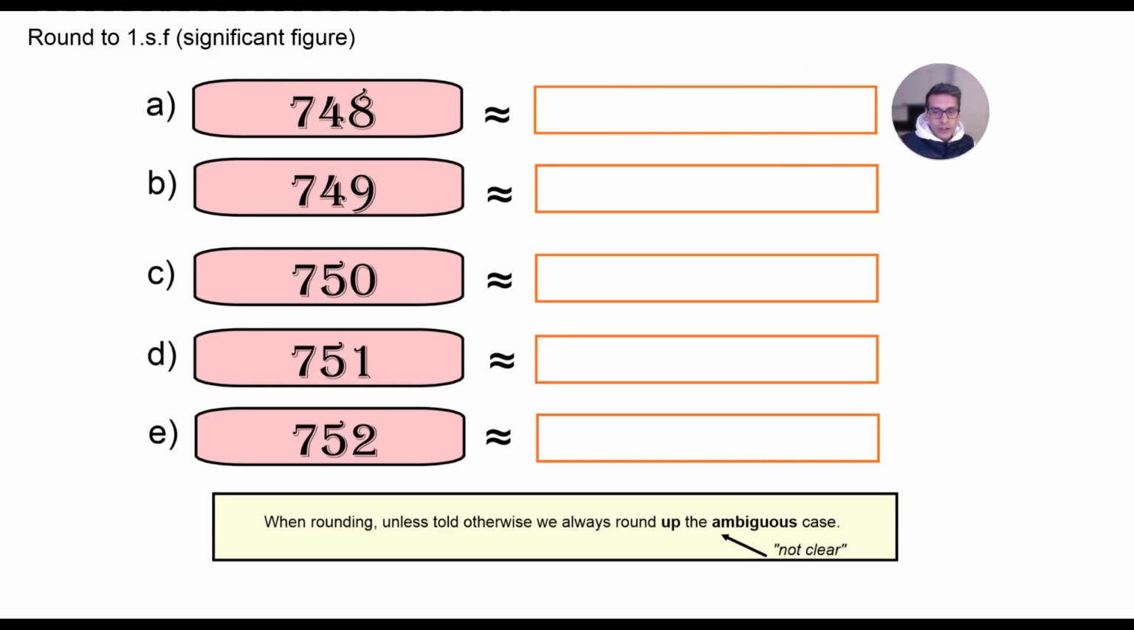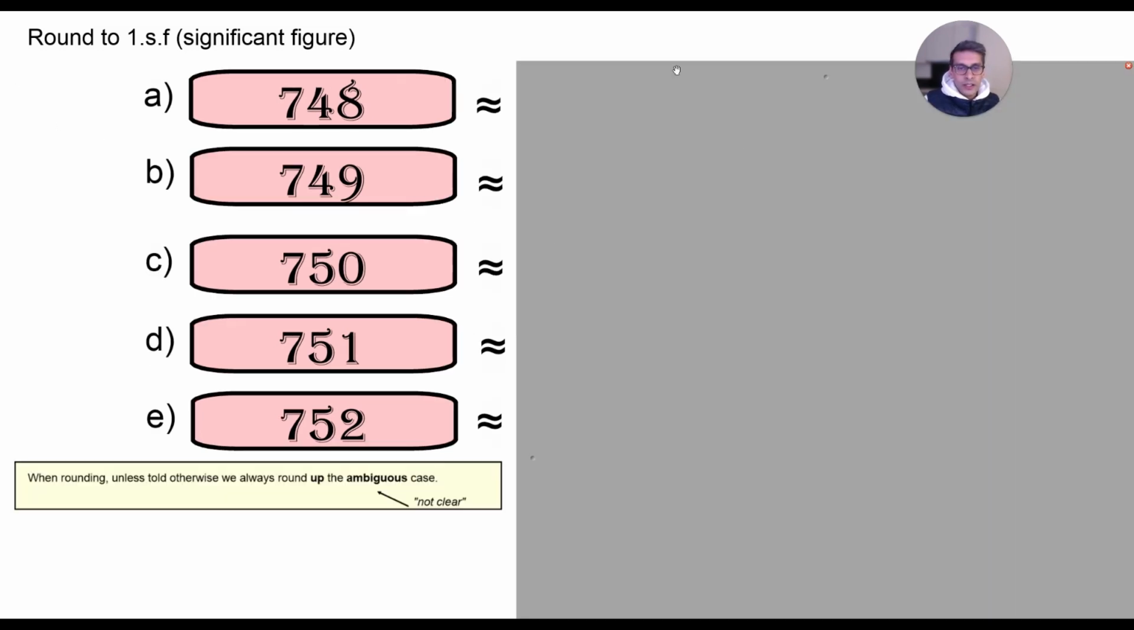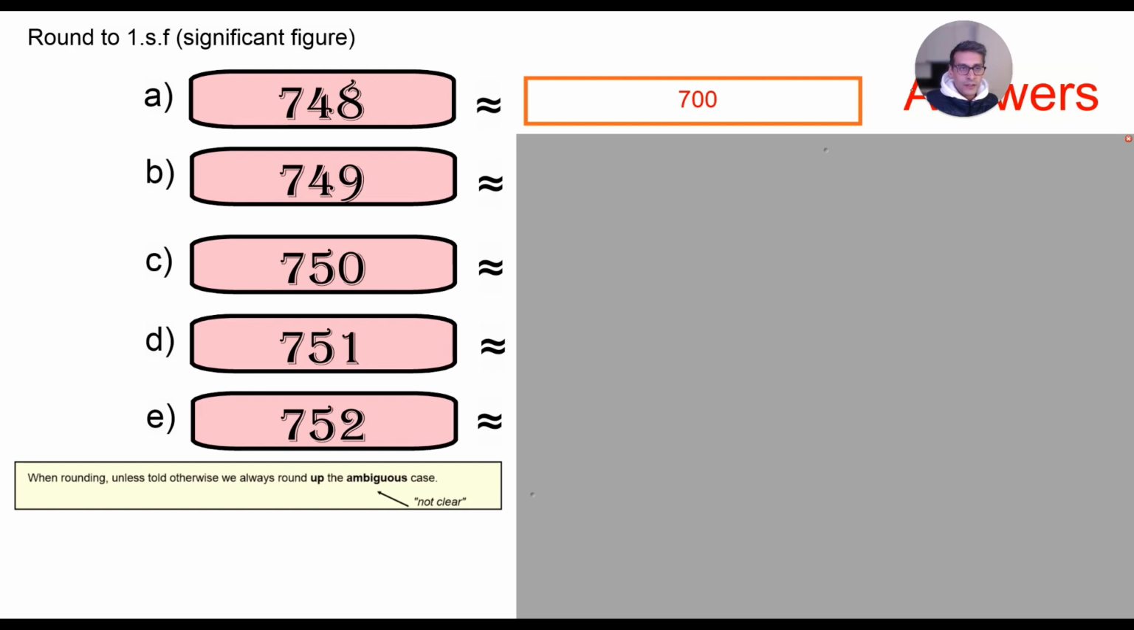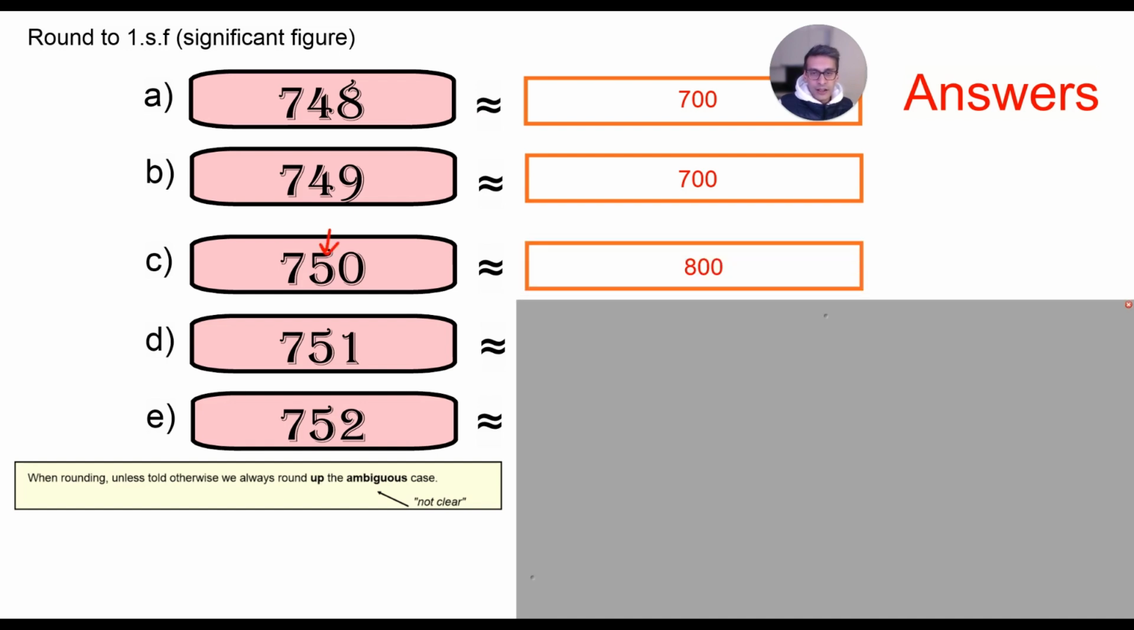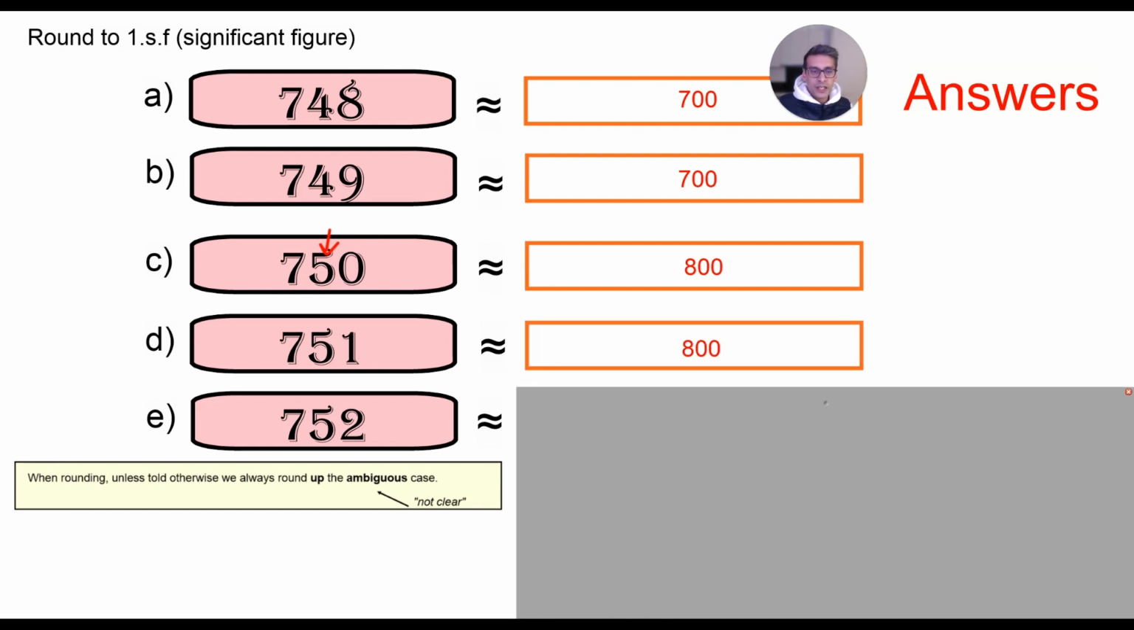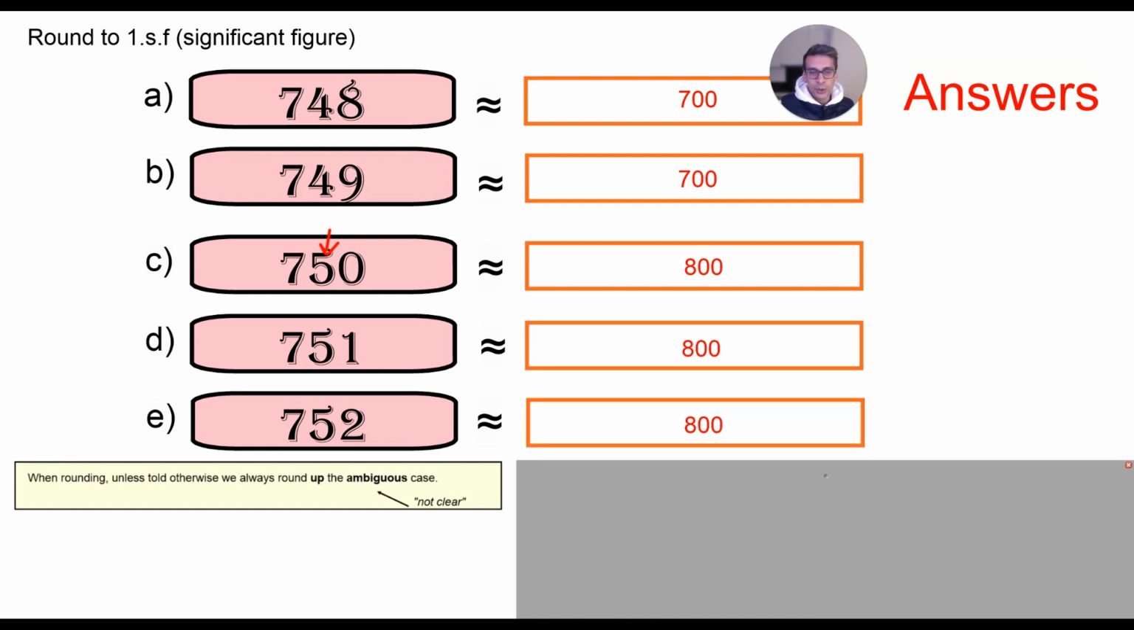So for these questions here, have a go at rounding all of these to the nearest significant figure, one significant figure, and then I'm going to show you the answers. Okay, here come the answers in 3, 2, 1. So here are the answers. It's going to be 700, 700 again, 750. Now, because the decider is a 5, this is going to become 800. 751 becomes 800. 752 also becomes 800.